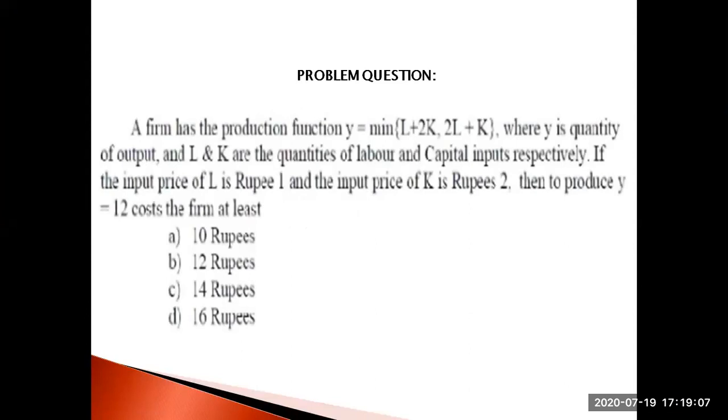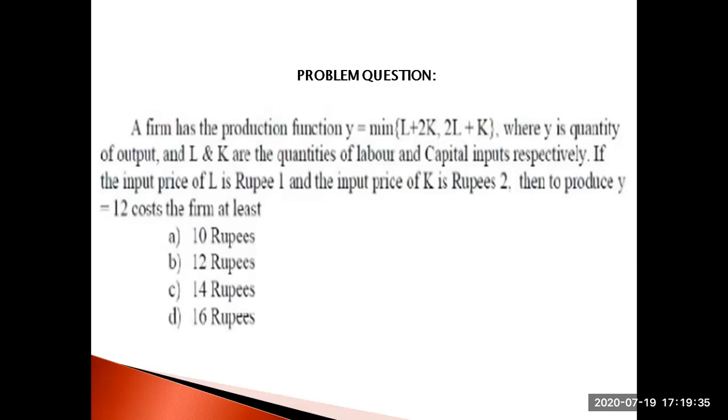A firm has the production function y equals minimum of L plus 2K and 2L plus K, where y is the quantity of output and L and K are the quantities of labor and capital inputs respectively. If the input price of labor L is rupee 1 and the input price of capital K is rupees 2, then to produce y equal to 12 costs the firm at least, and then they have given 4 options.